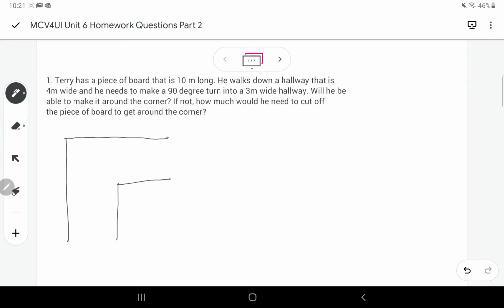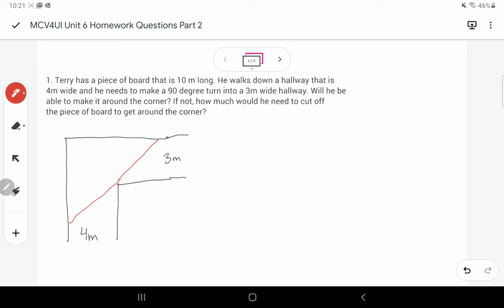He's trying to get around the corner with his board, and one of his hallways is 4 meters wide and one of the hallways is 3 meters wide. And he has this gigantic 10 meter, or 10 foot maybe, long board that he wants to go like that.